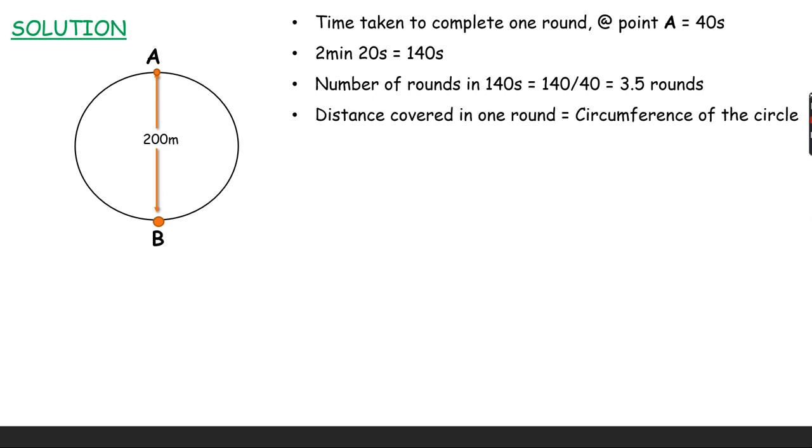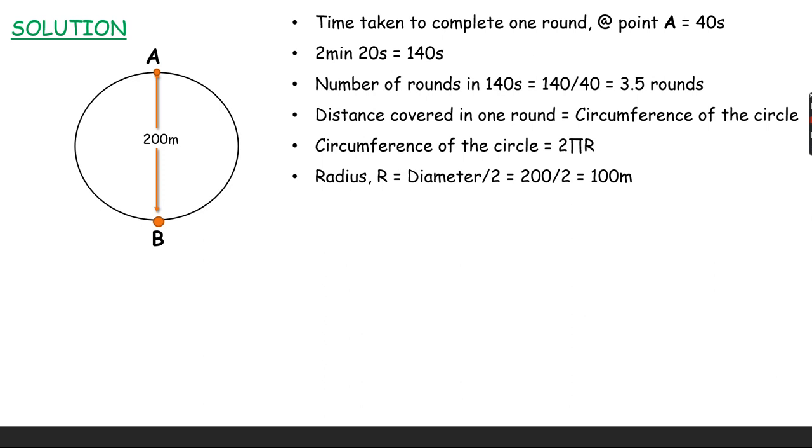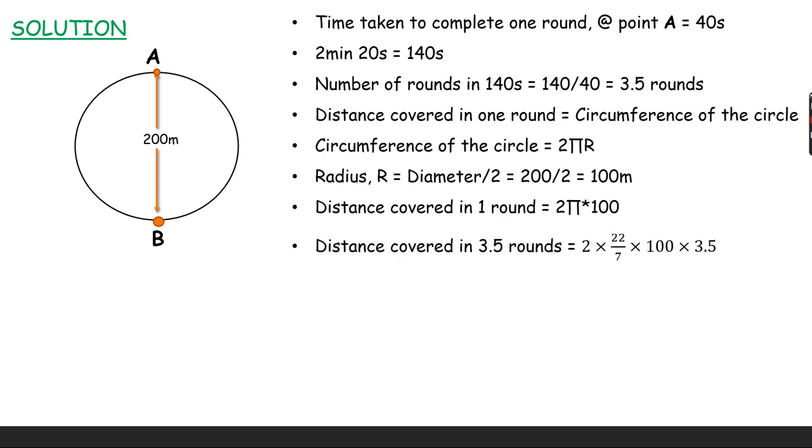So distance covered in one round will be the circumference of the circle, and the circumference is nothing but 2 pi r. I know the radius, and I have the diameter, so I can find the radius, which is 100 meter. So distance covered in one round will be 2 pi into 100. Then distance covered in 3.5 rounds will be 2 pi into 100 into 3.5.